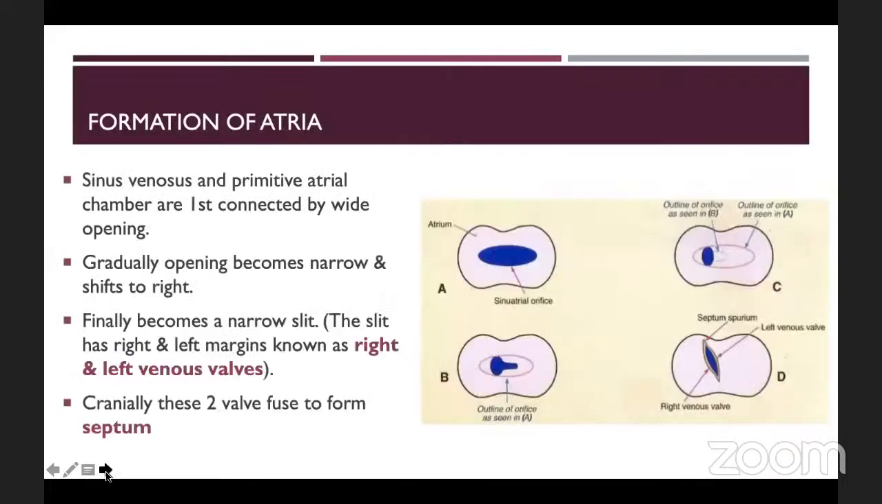So the atrium, sinus venosus and primitive atrial chamber are first connected by a wide opening. Gradually the opening becomes narrowed and shifted to the right. Finally it becomes a narrow slit. The slit has right and left margins, known as the right and left sinus valves. Cranially, these two valves fuse to form the septum.